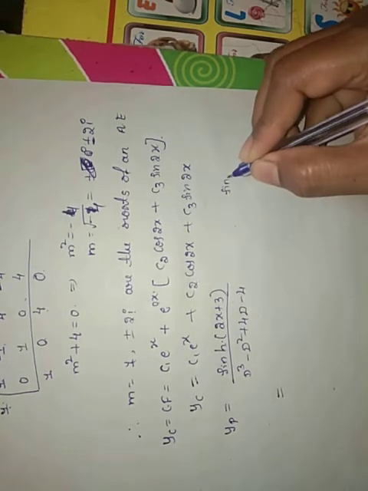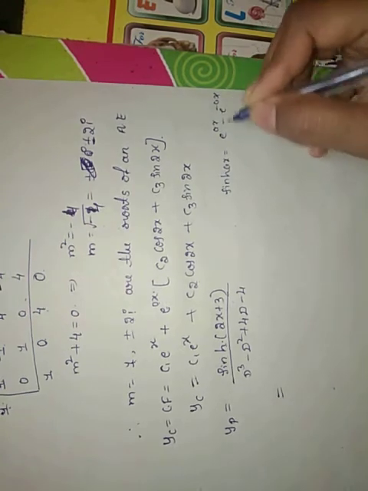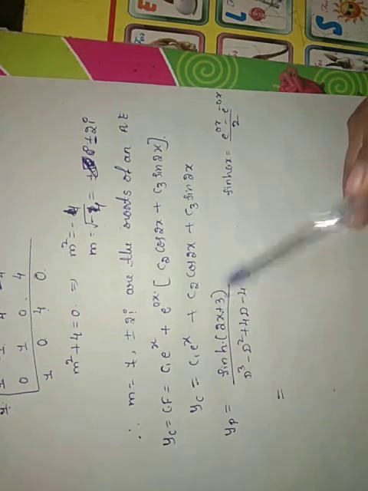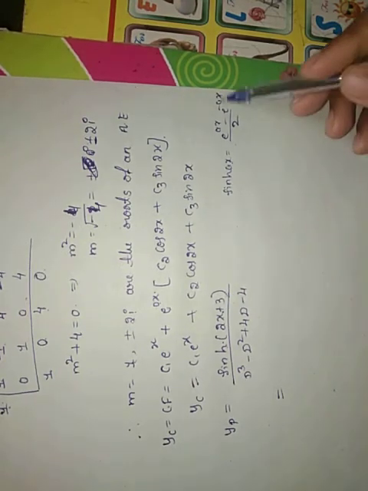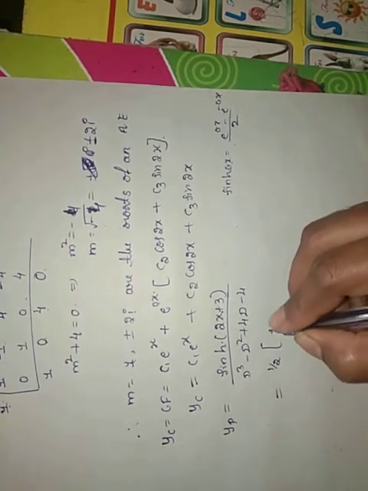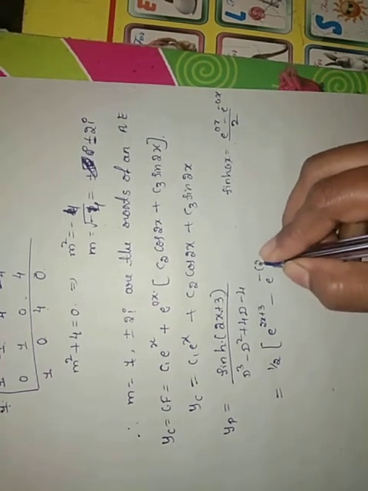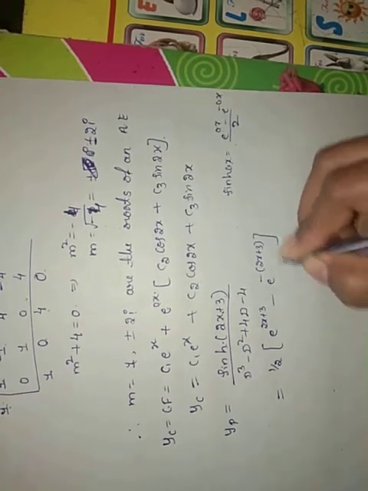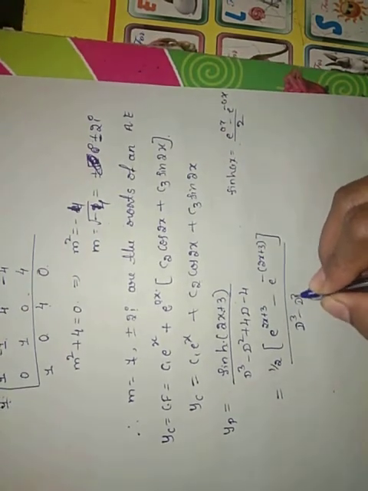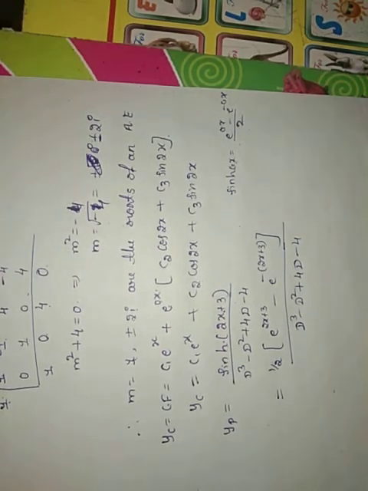We already know that sinh ax is equal to e raised to ax minus e raised to minus ax, by 2. If instead of ax here it is ax plus b, use the same formula with ax plus b instead of ax. So our formula is 1 by 2 of e raised to 2x plus 3 minus e raised to minus of 2x plus 3, whole divided by D cube minus D square plus 4D minus 4.